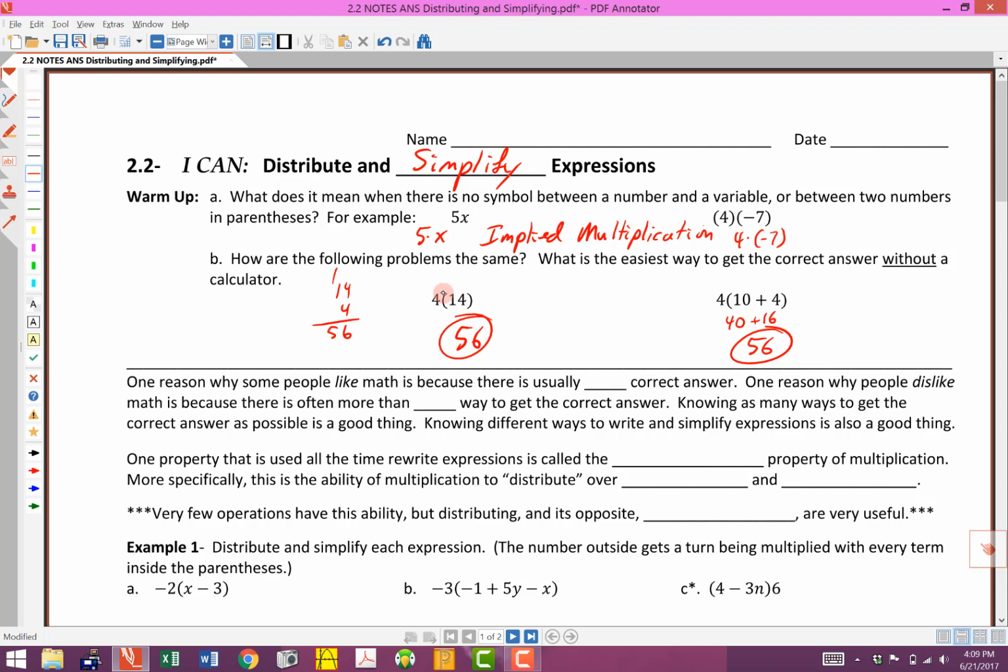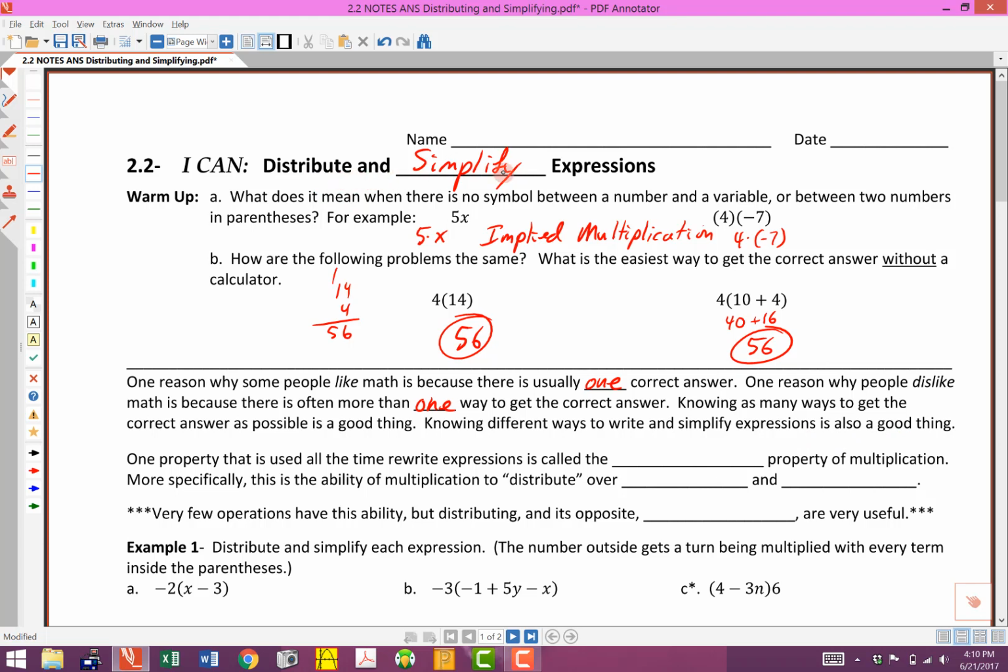But this goes to a common thing in math. One reason why people like math is because there's usually only one correct answer. That's comforting to a lot of people. They know they got it right. It's not, oh, it could be this or this or this, like you might have in an English class. But one reason why people dislike math is there's often more than one way to get the correct answer, and sometimes that can be confusing. But knowing as many ways to get the correct answer as possible is a good thing, and knowing different ways to write and simplify expressions is also a good thing. So that's what we're going to talk about today.